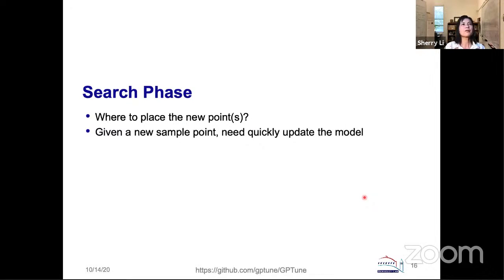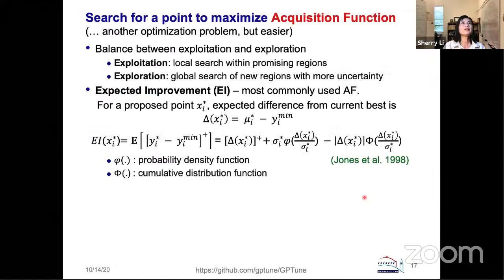So the next phase is the search phase. Suppose you already have a good model, and what do you do? Where do you place the new points? That's the big question we want to answer. And then given the new sample point, you want to quickly update the existing model. And the idea here is to find a point which could maximize something called the acquisition function. So this is another optimization problem, but easier, although this problem doesn't have a gradient.